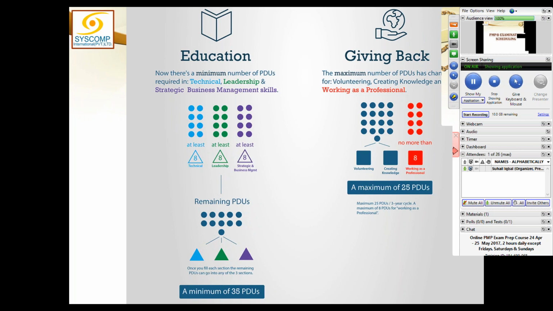And it is not necessary that you get these PDUs from PMI. I have also been a member of other volunteer organizations like Toastmasters International, and I have served as president there. So I did get some PDUs from that work also. So is it clear what PDUs are? Volunteering means?